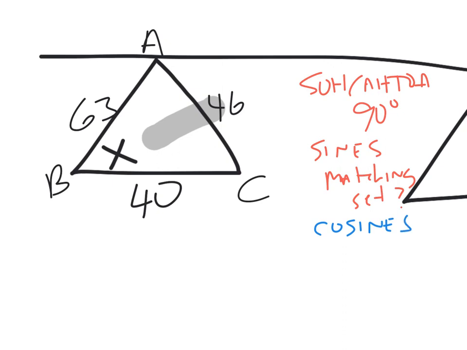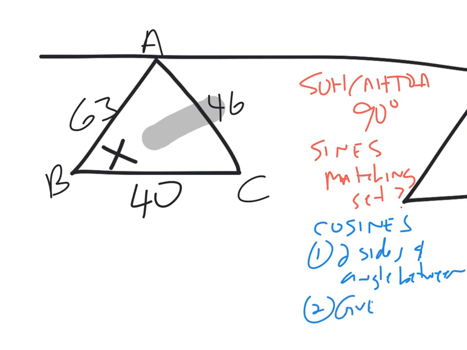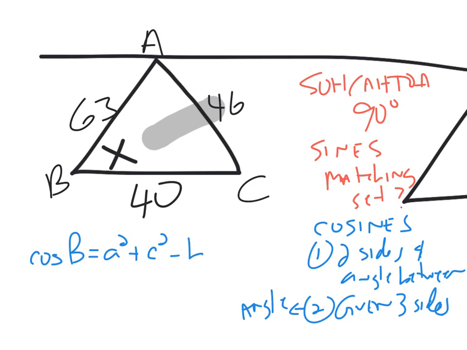Remember, the law of cosines you use if you have two sides and the angle between. That doesn't apply to us because we're not given any angles. Or if you're given three sides. Here, since we're given three sides, we're going to use the law of cosines, which allows you to find an angle. So that's going to be the cosine of angle B equals a squared plus c squared minus b squared over 2ac. Remember, the law of cosines, the angle that you use matches the side that's written last and only once. Here, sides A and C are going to be used twice.